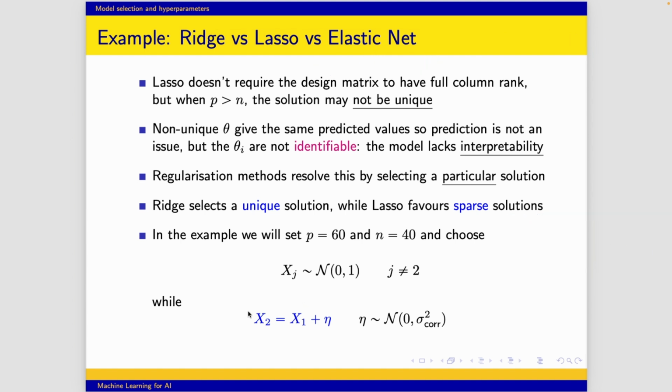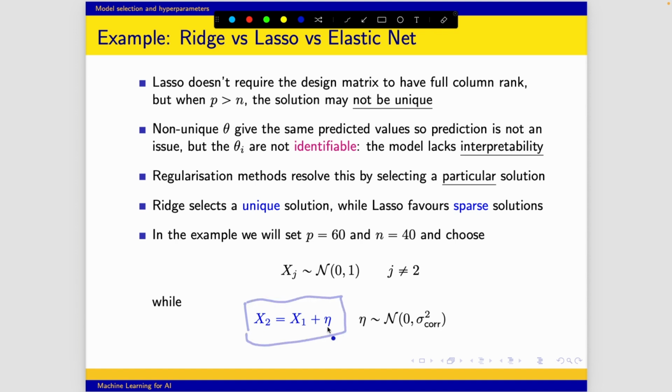Now, the second feature, we're going to make that correlated with the first feature by setting x2 to be equal to x1 plus some noise, which I'm calling now eta, so we don't confuse it with the noise that we add to x1 to generate y. And this eta is also normally distributed with a mean of 0, and I'm going to give it some variance sigma squared core. The core here indicates that x2 is correlated with x1.